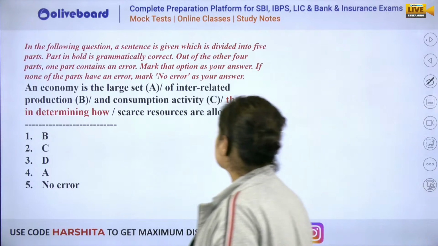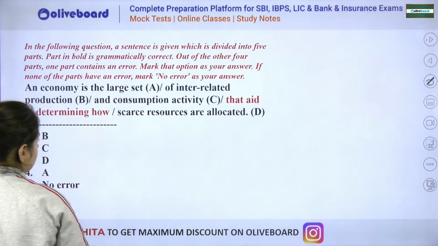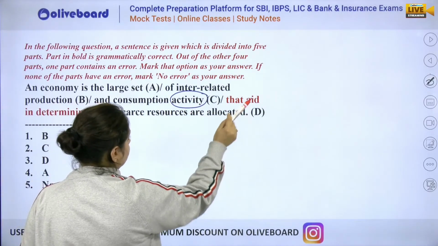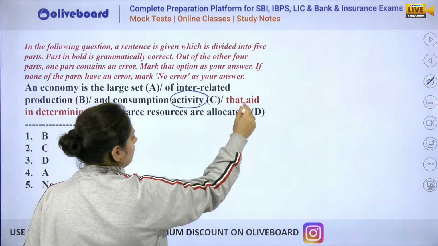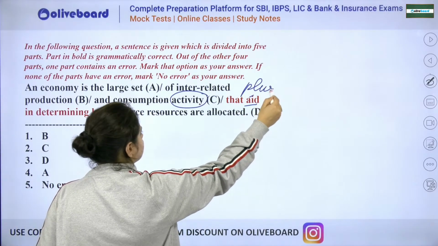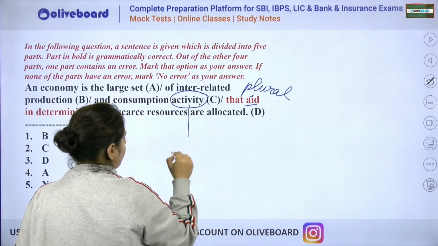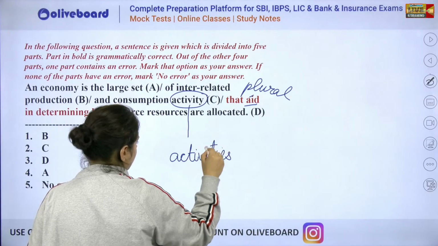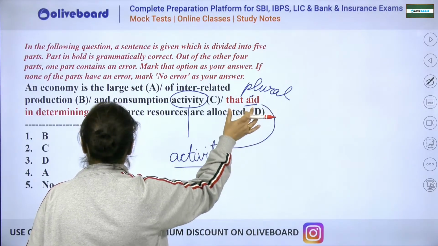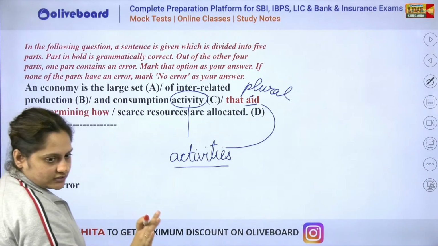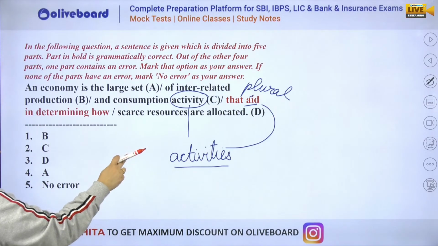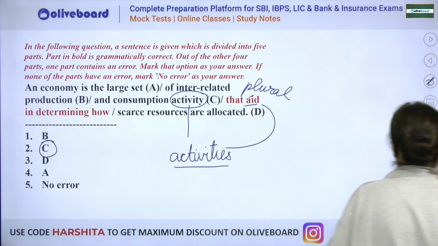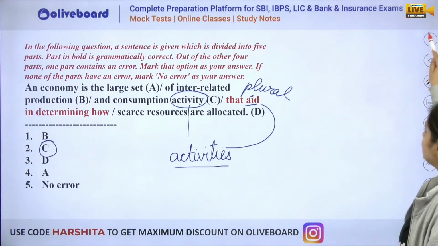An economy is the largest set of interrelated production and consumption. Now, largest set, that aid is a play. This highlighted part you can't change. Aid is plural, this verb is plural. Aid means to help. So if you are using a plural verb and you want to correct the statement, the subject should also be plural for the verb. You can't correct this already correct part. Based on this, you will correct your subject. So what will come? Activities, plural. Yes, activities that aid, that help.